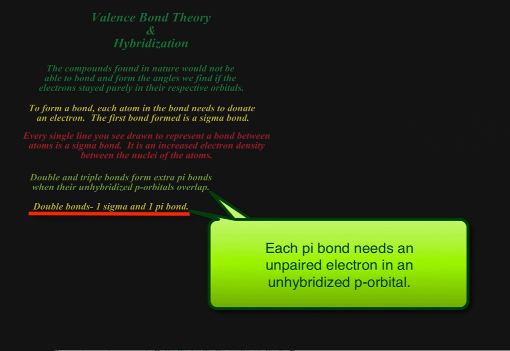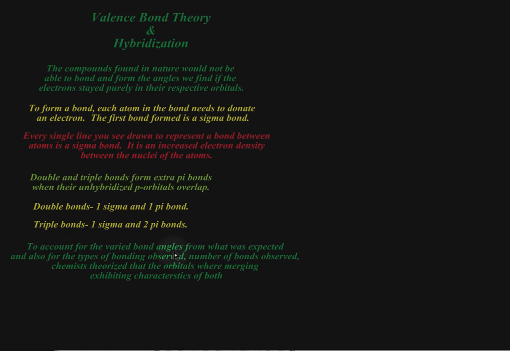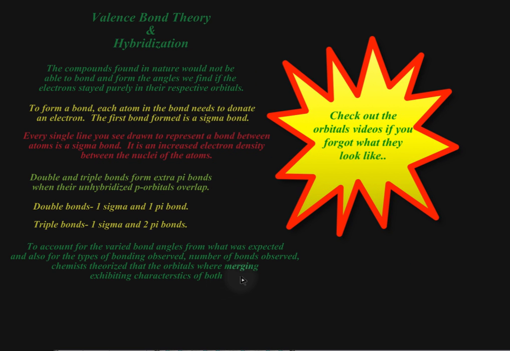Double bonds have one sigma and one pi bond, whereas triple bonds have one sigma and two pi bonds. To account for all the varied unexpected bond angles and the types and number of bonds that atoms could make, chemists theorized that the orbitals were merging and exhibiting characteristics of both. So an sp hybridization would have some s character, the spherical character, and p character, the dumbbell shape.